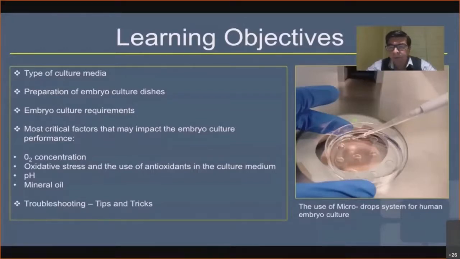We will talk about the correct use of the mineral oil and how we try to avoid the formation of certain toxins in the mineral oil. Finally, we will discuss several troubleshooting topics, and I will share some tips and tricks we normally use in our IVF laboratory to solve several deviations observed on both the embryos and the clinical outcomes after the embryo transfer.